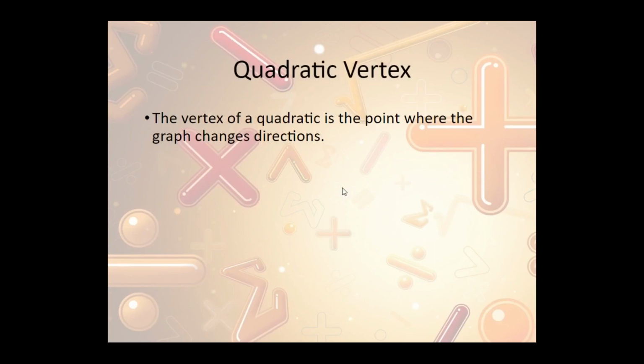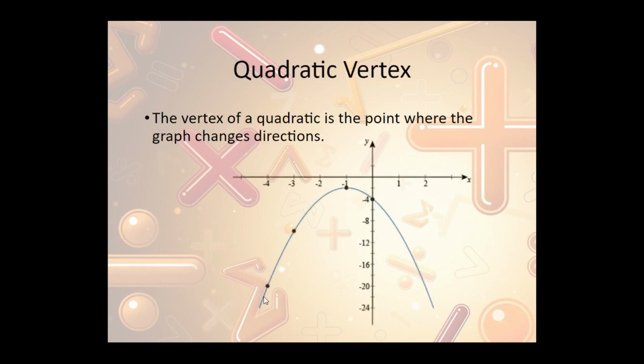Now, first of all, what is the vertex of a quadratic? The vertex of a quadratic is the point where the graph changes directions. So what that means is it might start by going up, but then it's going to change directions and start coming back down. So that is a change of direction. So an example would be right here, we're going up until we reach this point right here. As soon as we reach this point, we start going back down. This point right here would be considered the vertex.